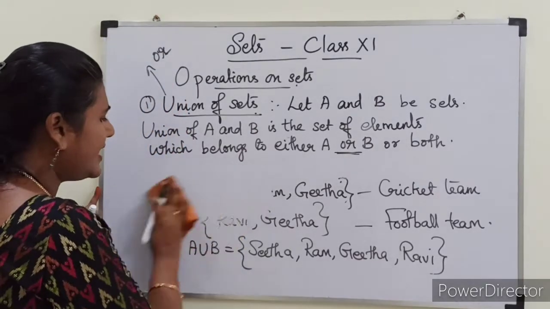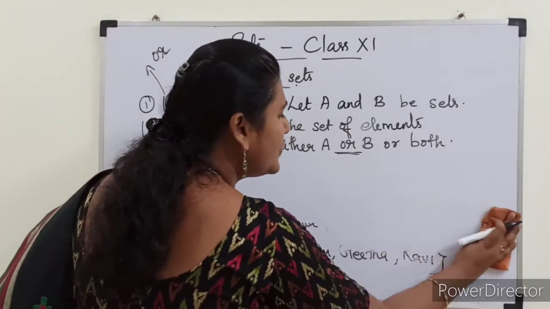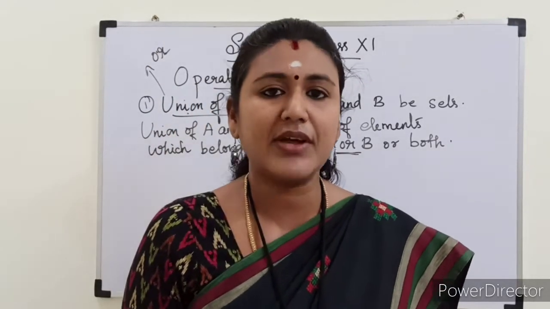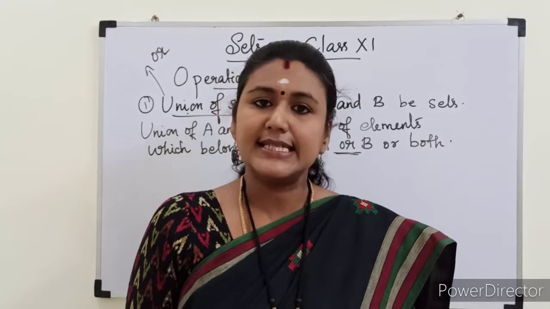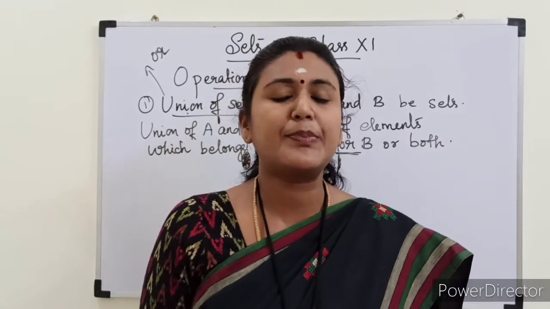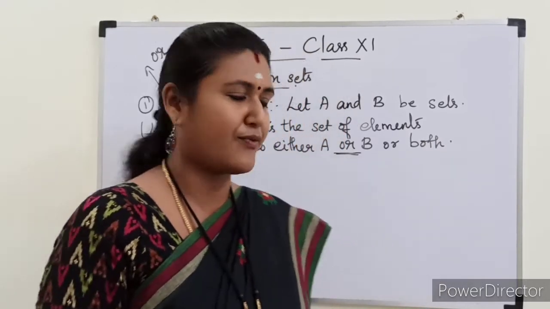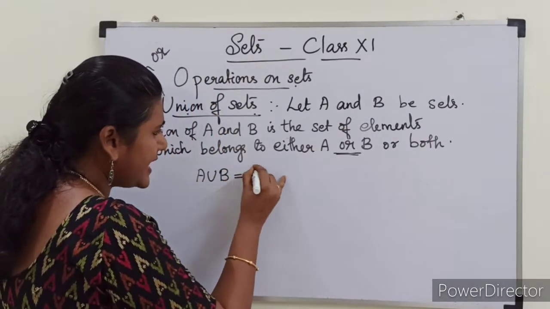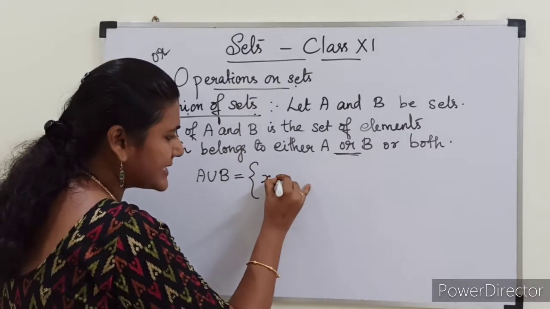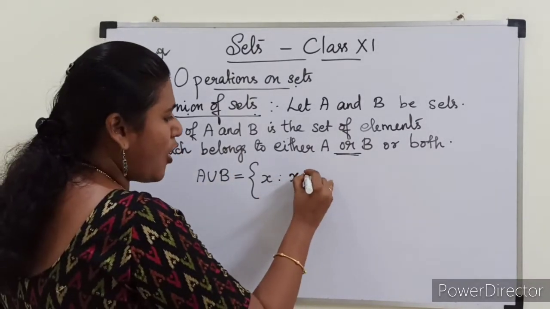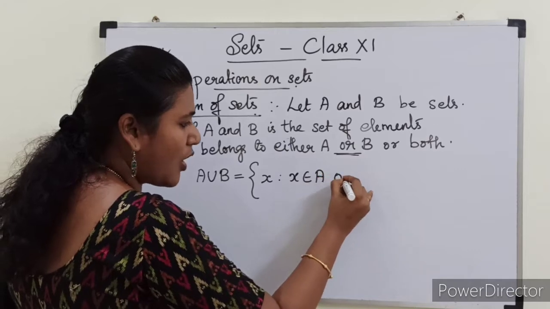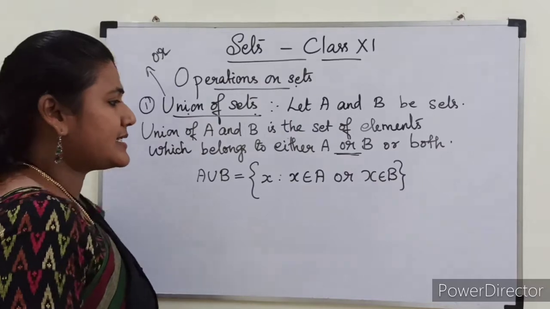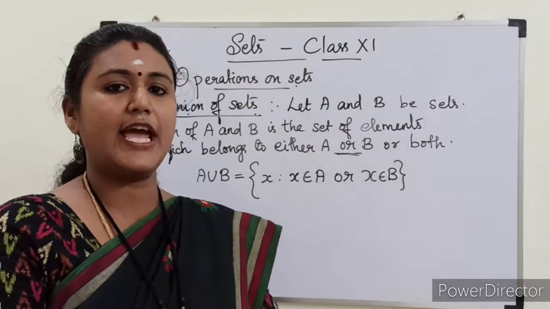Now we will see how to represent union in set builder form. Actually, when we calculate A union B, the union is a set only. So how to represent union in set builder form, that we will see now. A union B is equal to the set of all x such that x belongs to A or x belongs to B. So this is the set builder form of A union B.